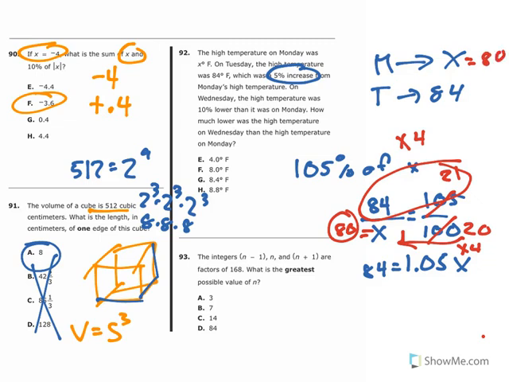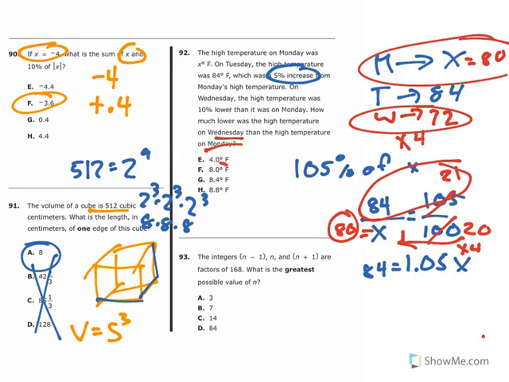Now we got X. Now on Wednesday, it was 10% lower than Monday. Well, we should know that 10% of 80 is 8. So Wednesday is going to be 72. And now it says how much lower was Wednesday than Monday, right? So 72 versus 80 is going to be a difference of 8 degrees, which is going to be F.